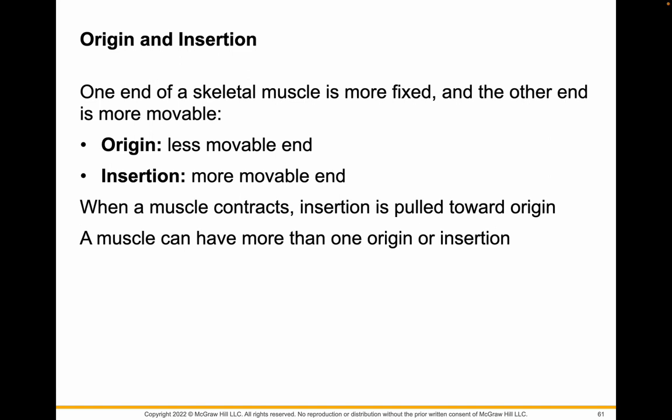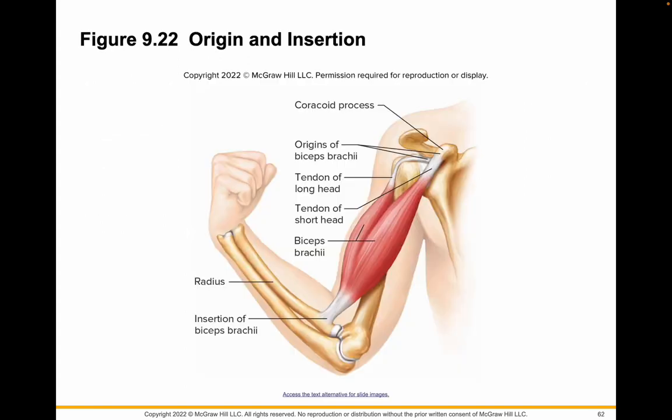You do want to know origin and insertion. We've already mentioned this when we talked about bones, that the muscle is attached to the less movable origin bone and inserted at the bone that will move towards the origin. So here you should have to label this on a practice. I believe it's also on a test.